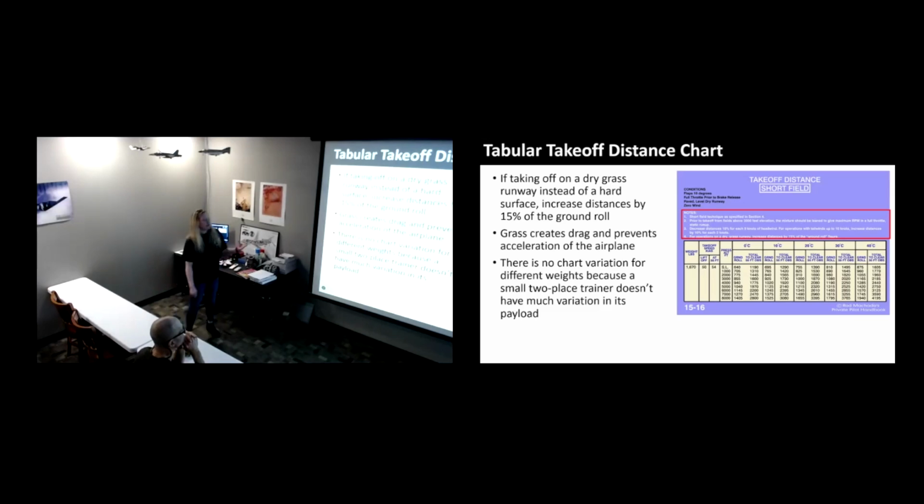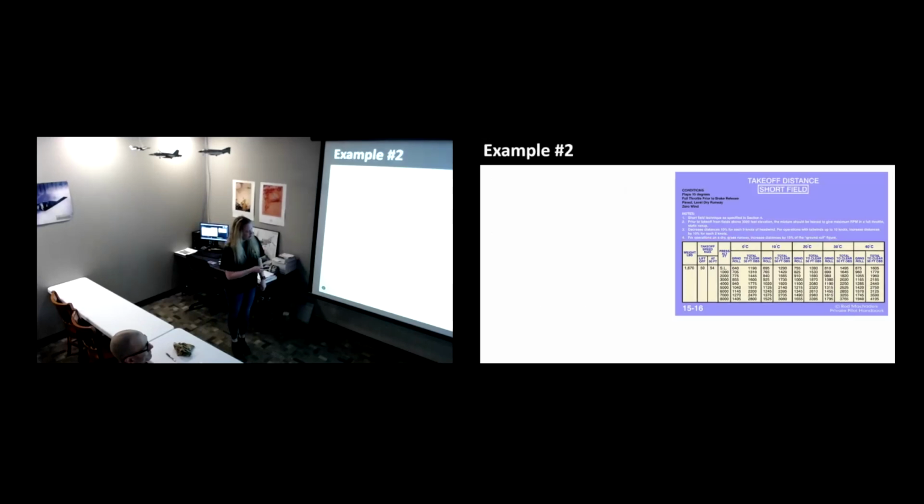There's no chart variation for the difference in weight because a small 2-seat trainer doesn't have enough variation in payload. So in this specific example, this is probably for a 150, if I had to guess, right? There's only 2 seats, so there's only one weight that it gives you. I don't have a POH here, but imagine this chart, but 3 of these, because there are different weights that you need to do as well. It takes up a whole page in a book. Okay.